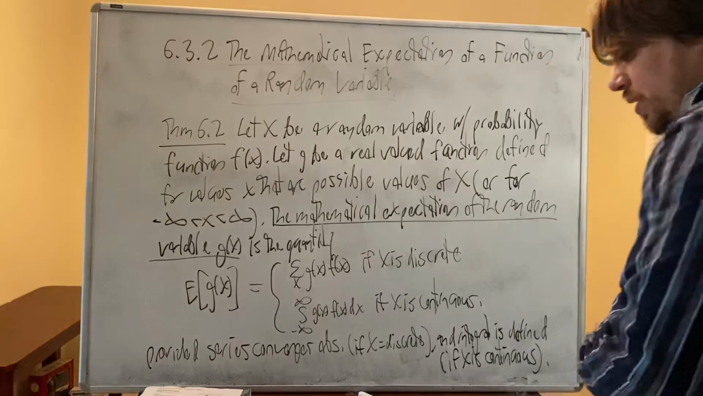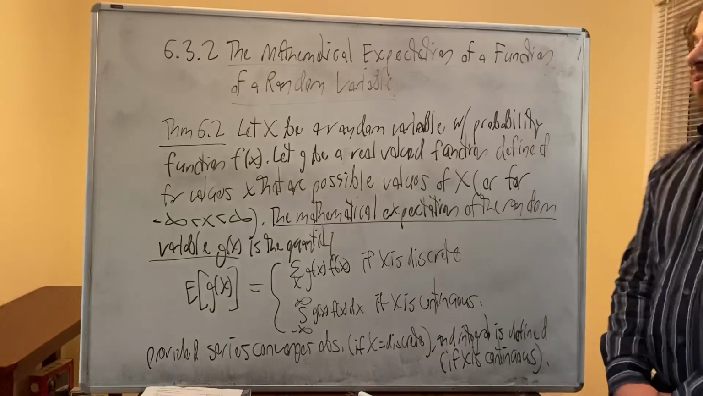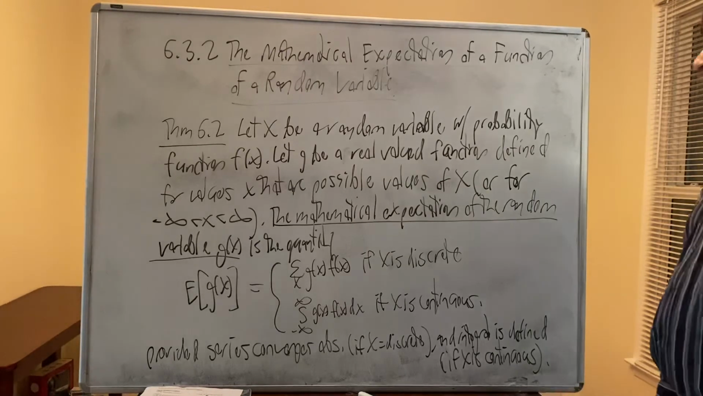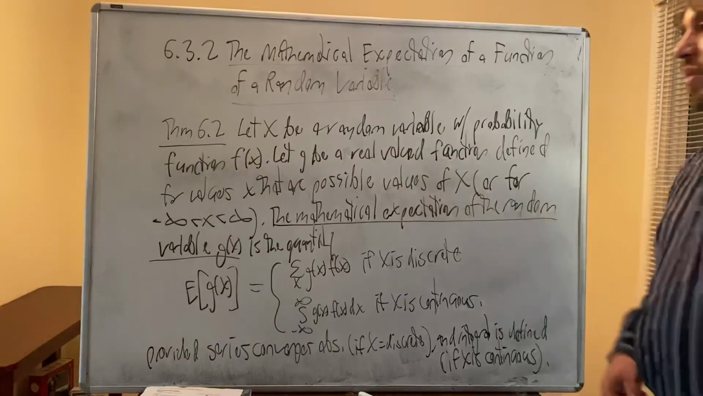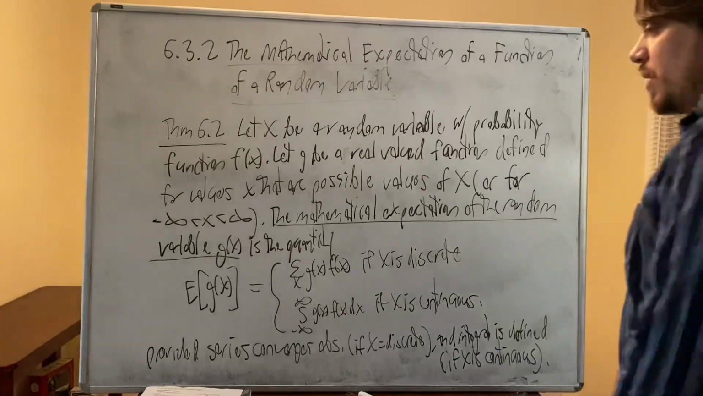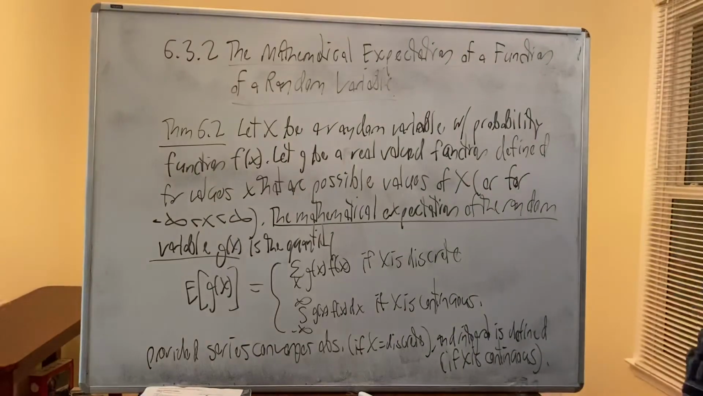I'll let you read this and write things down. Okay, so 6.3.2 is the mathematical expectation of a function of a random variable. So theorem 6.2 says: let capital X be a random variable with probability function f of x, let g be a real valued function defined for values x that are possible values of capital X, or for any real number little x. That's what that means. The mathematical expectation of the random variable g of x is the quantity E of g of x, which equals that if x is discrete and that if x is continuous.